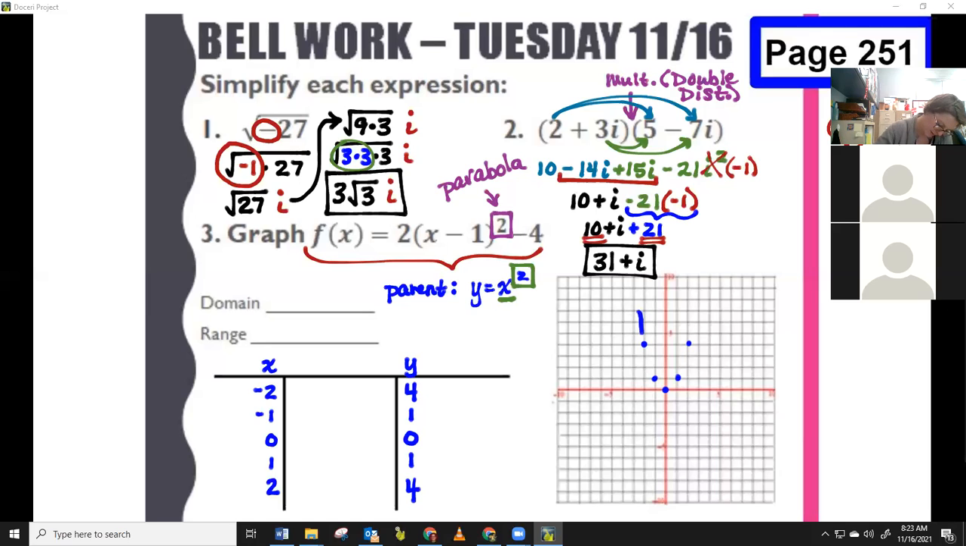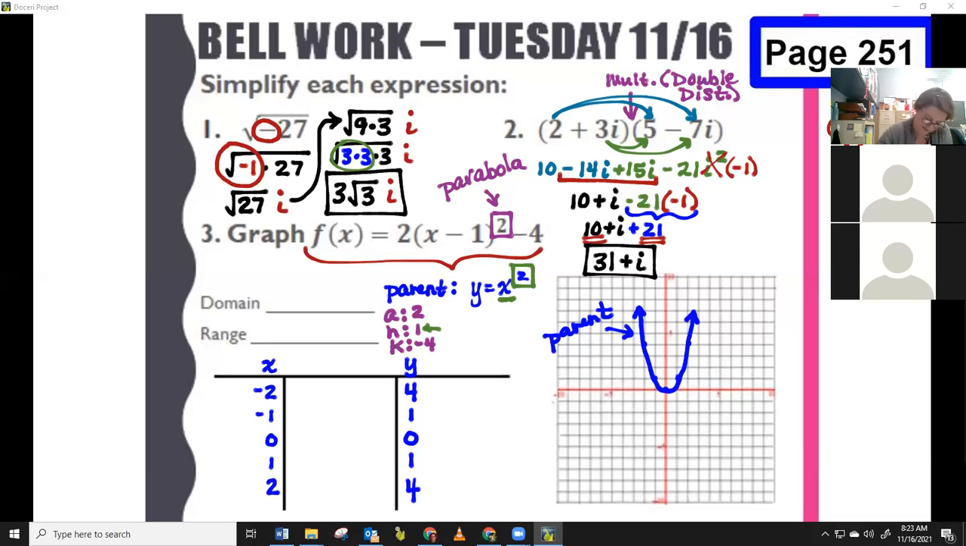So here's my parent. A little bit wiggly, but we get the idea. Now I'm looking at this transformation and I want to know what are my values for A, H, and K. A is 2, H is +1, K is -4.